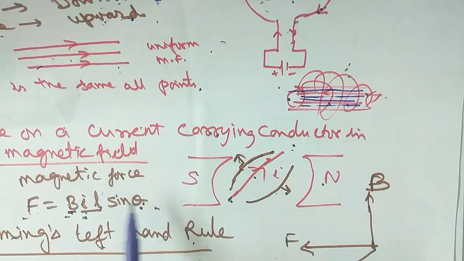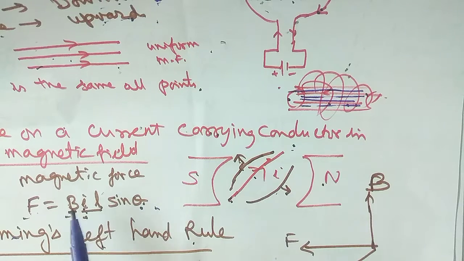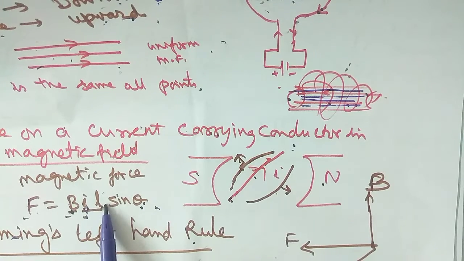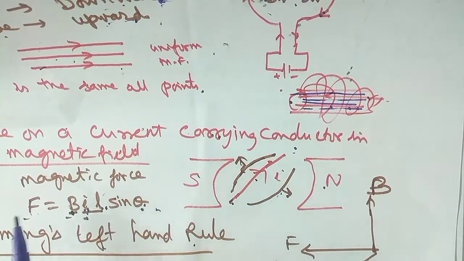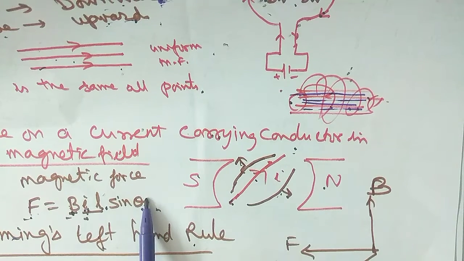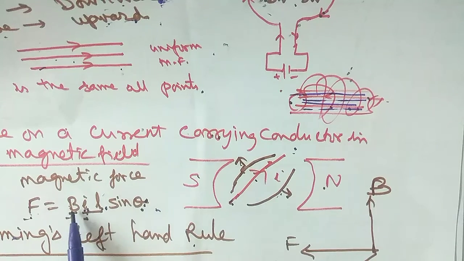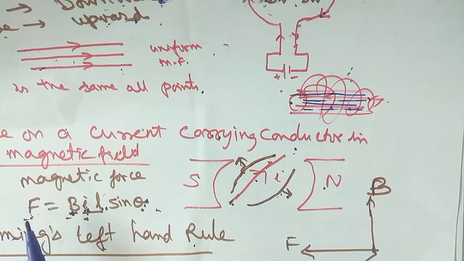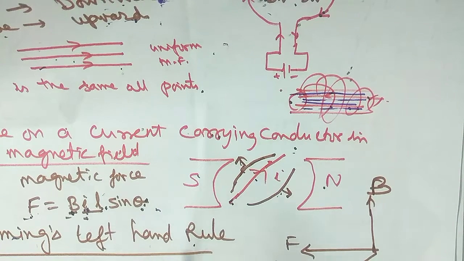Here theta is the angle between the direction of the current and the direction of the magnetic field. B is the magnetic field strength, I is the magnitude of the current, L is the length of the conductor placed in the magnetic field, and F is the magnetic force. So this is the general formula to find the magnitude of the magnetic force. Now if you know the directions of B and I, then you can find the direction of force by using Fleming's left hand rule.